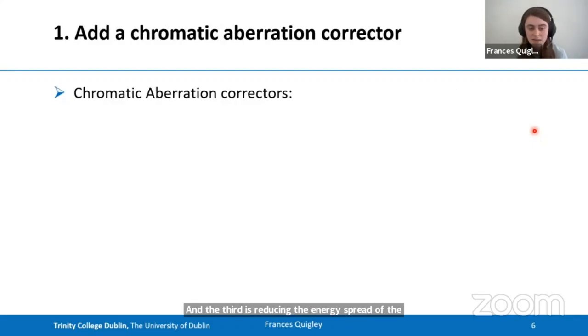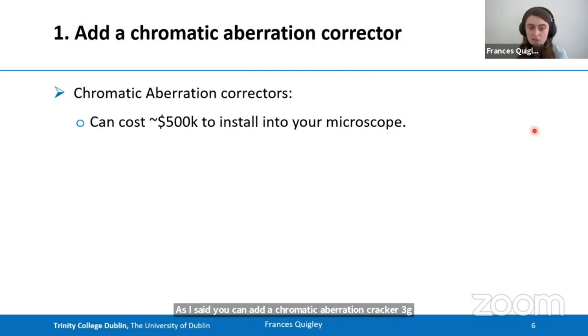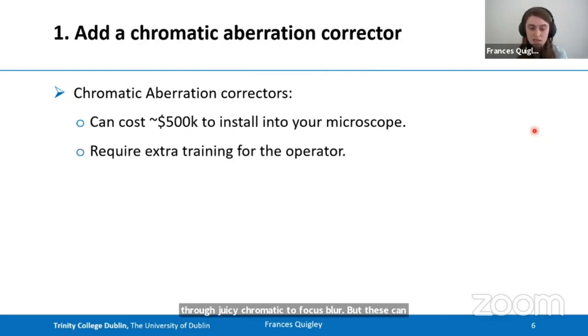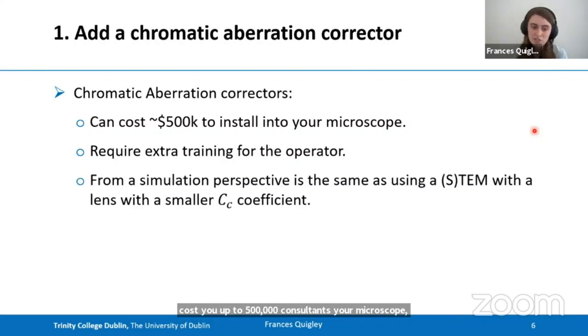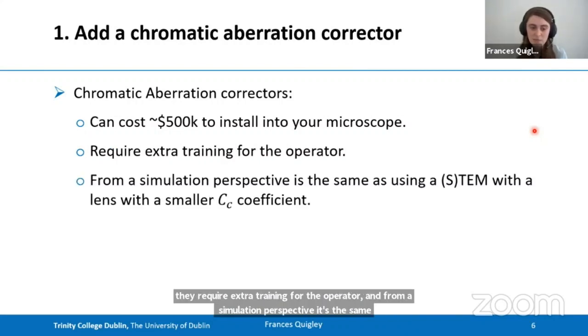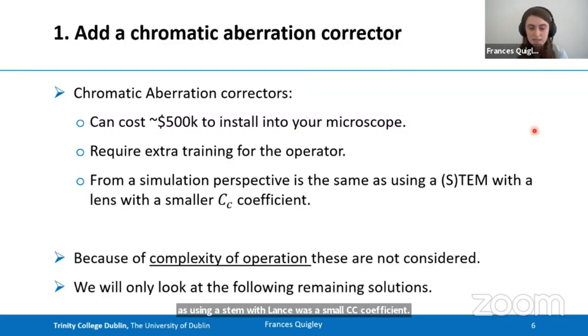As I said, you can add a chromatic aberration corrector to reduce the chromatic defocus blur, but these can cost you up to $500,000 to install into your microscope. They require extra training for the operator. And from a simulation perspective, it's the same as using a STEM with a lens with a small CC coefficient. So, because of complexity of operation, we're not going to consider these, and we'll look at only the following two remaining solutions for our simulations.